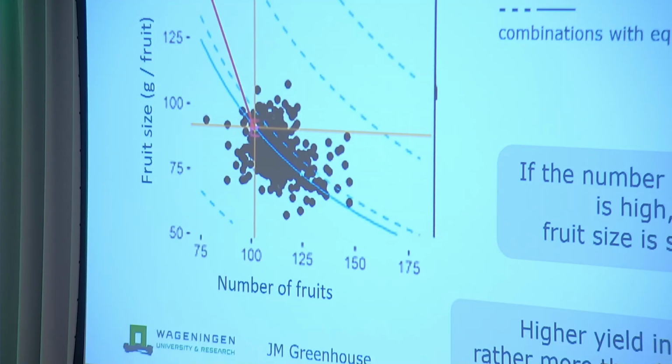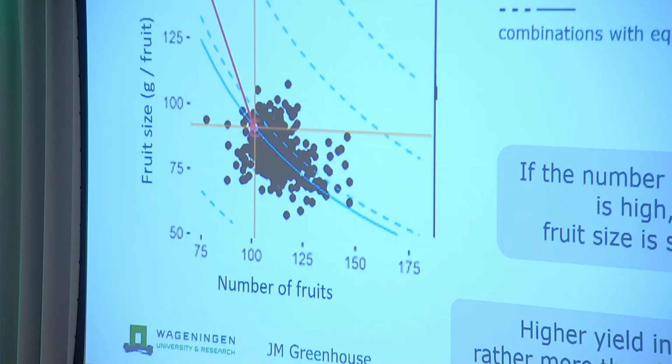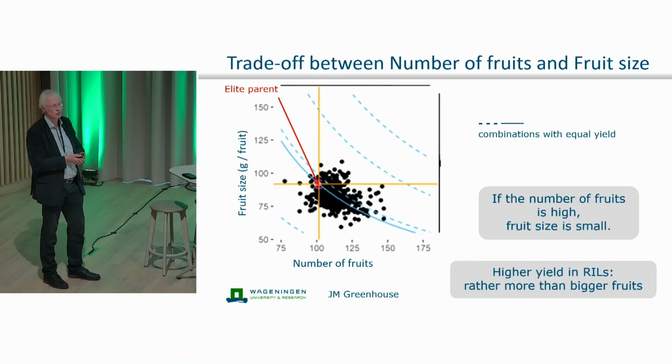And we can also see the RILs which result in a higher yield. I should explain these blue lines, which are the combinations of equal yield. So the elite parent is on this solid blue line. If we go a little bit higher with dashed blue lines, most of the RILs which have a higher yield, that is caused by more fruit rather than bigger fruit. Of course, there are also some which show the other way around, but the majority have higher yields than the elite parent because of more fruits produced.